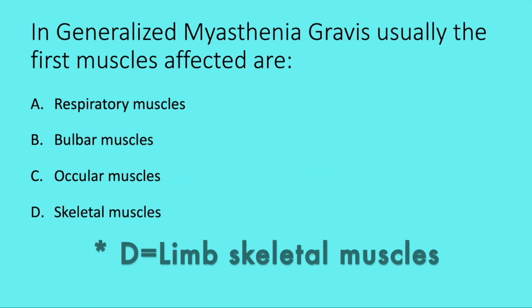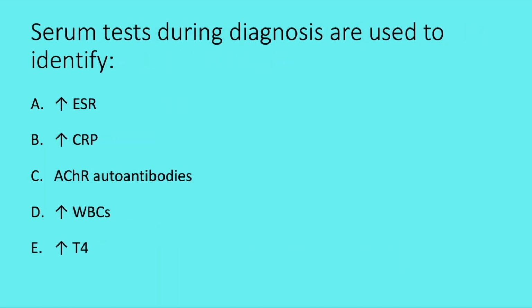The second question: in generalized myasthenia gravis, usually the first muscles which are affected are respiratory muscles, bulbar muscles, ocular muscles, or skeletal muscles. The correct answer is ocular muscles.